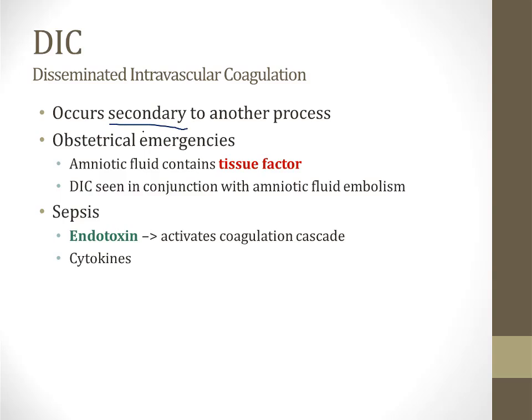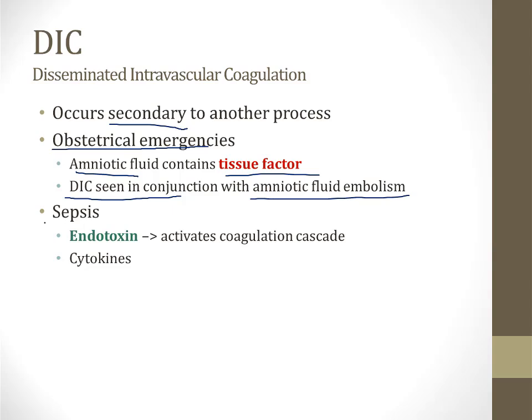DIC always occurs secondary to some other process, so let's talk about some of the conditions that can lead to DIC. First of all, many obstetrical emergencies can lead to DIC. DIC is a feared complication of problems related to childbirth. So, for example, women who have abruption of the placenta can develop DIC. Also, women who have major hemorrhage after delivering a baby can sometimes develop DIC. One of the reasons for this is that amniotic fluid contains tissue factor, which can activate the coagulation cascade, and for this reason, DIC is often seen in conjunction with a rare complication of pregnancy, which is amniotic fluid embolism.